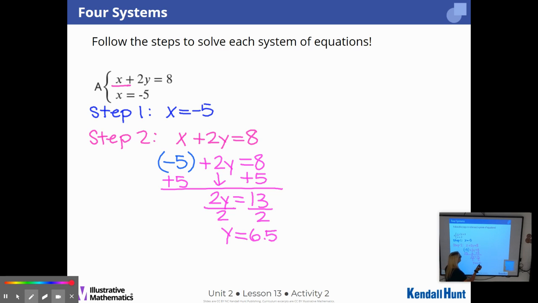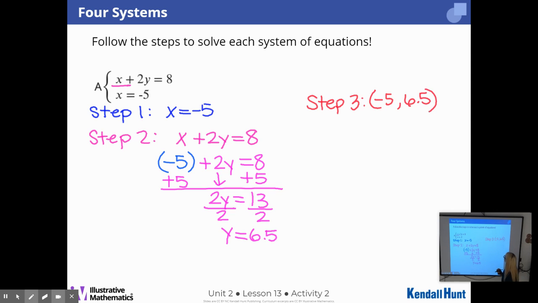All right, step 3, we're going to write our answer as an ordered pair. Okay, so we have our x, we have our y. So we just write -5, comma, 6.5. And so we have our solution. Your solution to a system is always going to be an ordered pair.